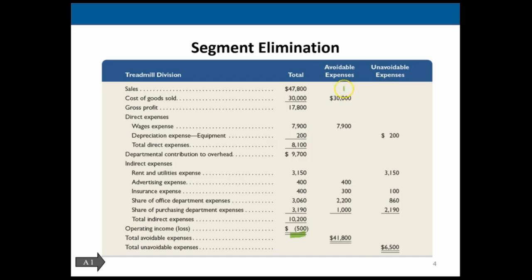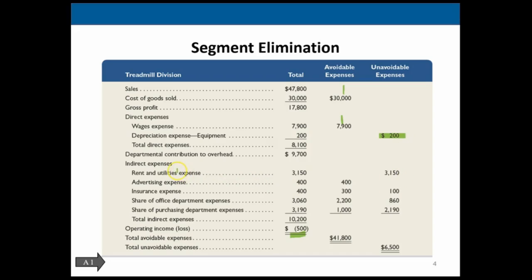The cost of goods sold is all avoidable, so if we eliminated the division, then we get rid of the cost of the goods that we sell in that division. Wages, we're saying, are avoidable, so if we got rid of the division, we would no longer have to pay those employees, obviously. Depreciation on the equipment, however, we're saying is not avoidable, meaning the depreciation is still going to be allocated because it's there whether we take this division out or not.